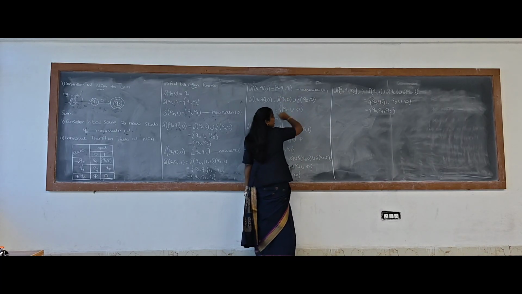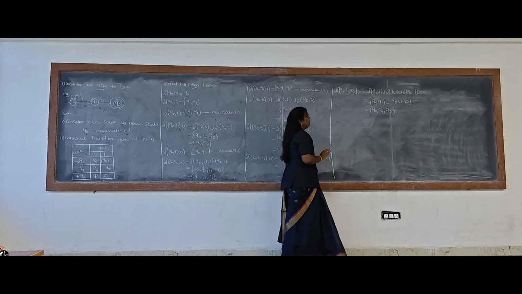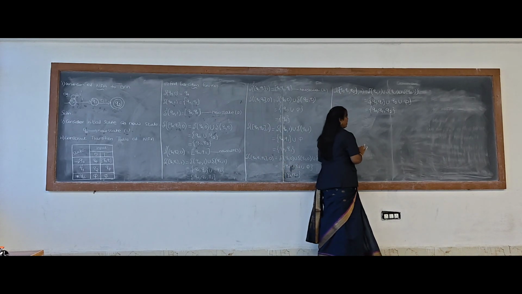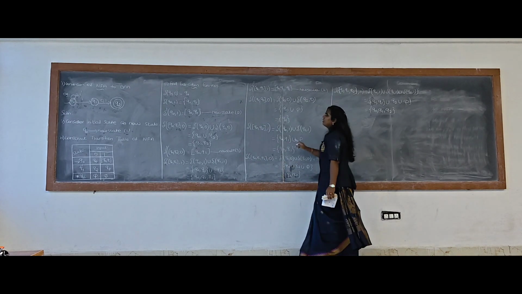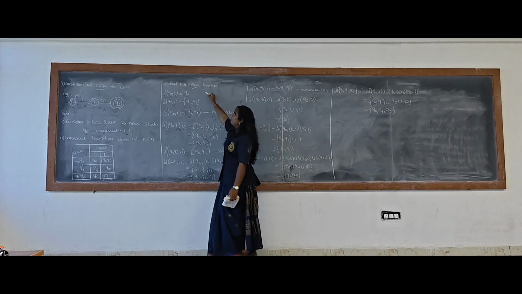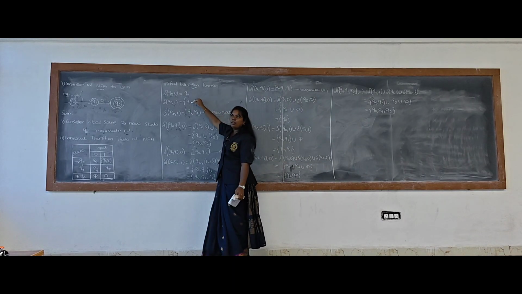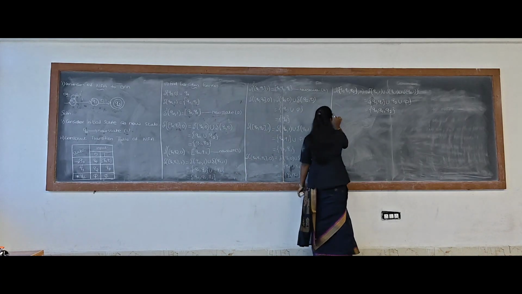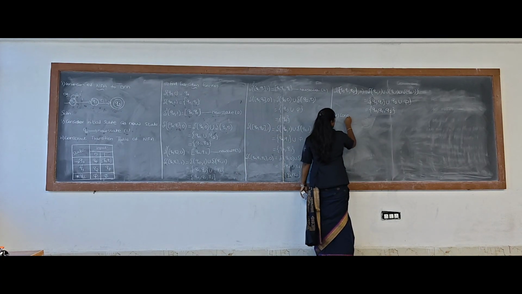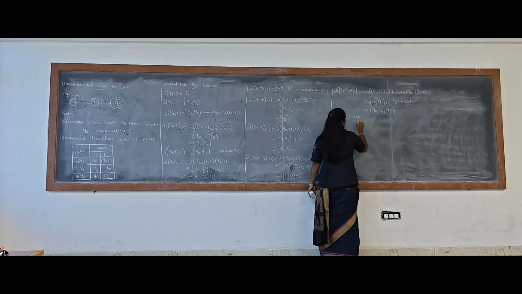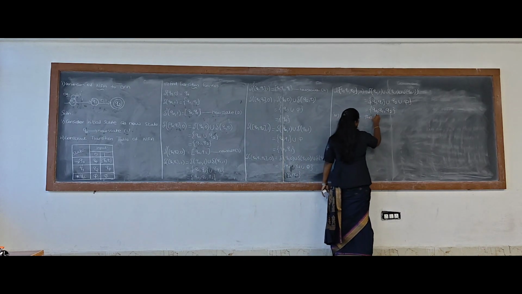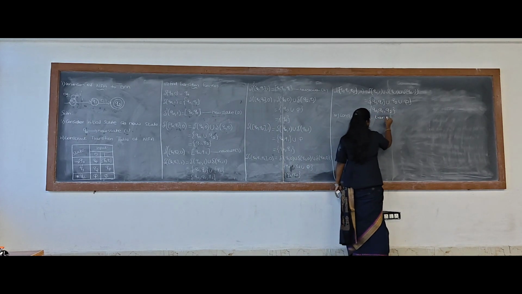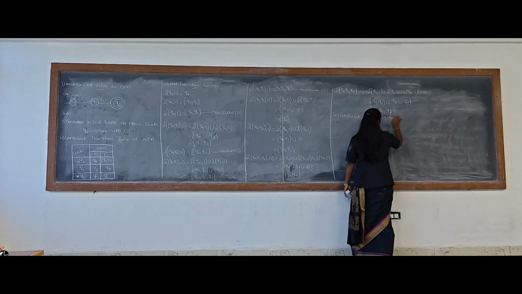Then next, this is the third step, which means finding the transition function for each new state. Then the fourth step is to construct the transition table. Construct the transition table for DFA.